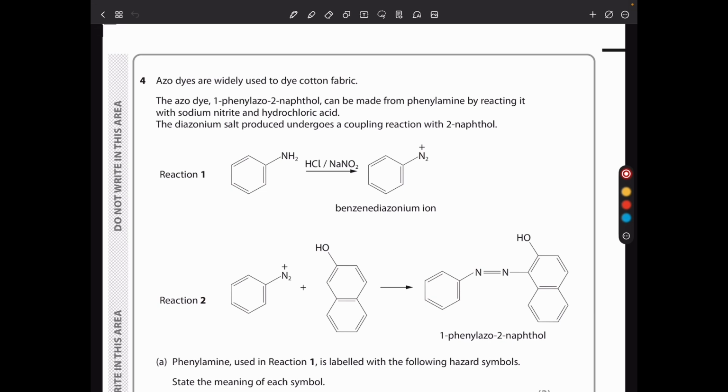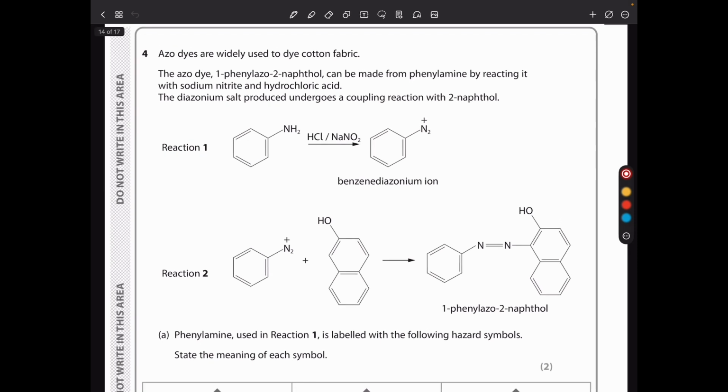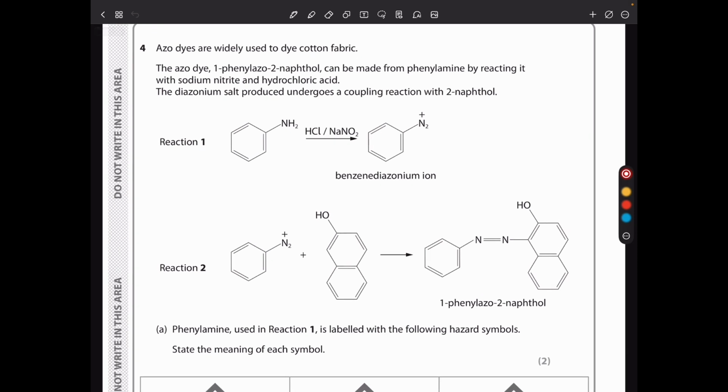In question 4, azo dyes are widely used to dye cotton fabric. The azo dye 1-phenylazo-2-naphthol can be made from phenylamine by reacting it with sodium nitrite and hydrochloric acid. The diazonium salt produced undergoes a coupling reaction with 2-naphthol. We see this one here, and then the second reaction here.